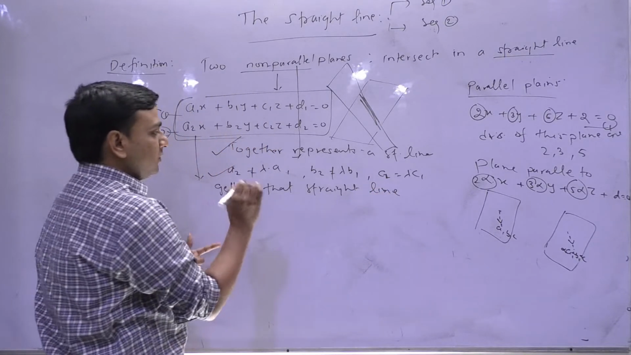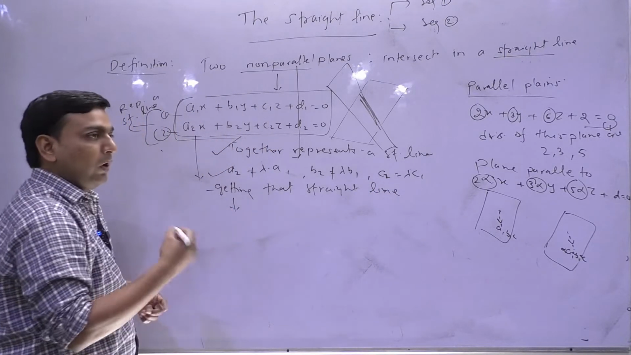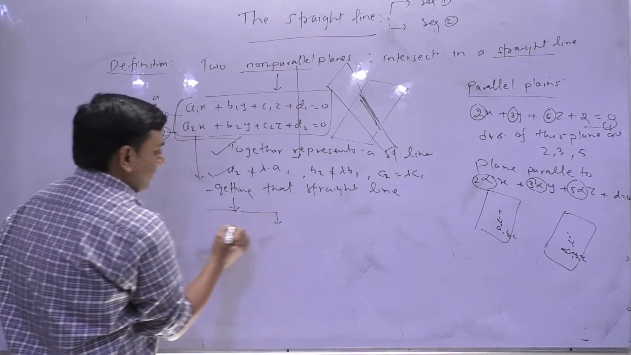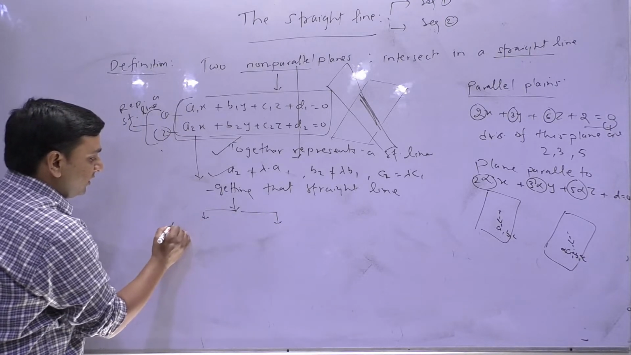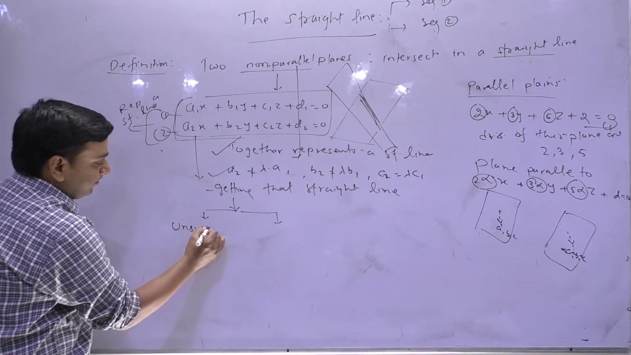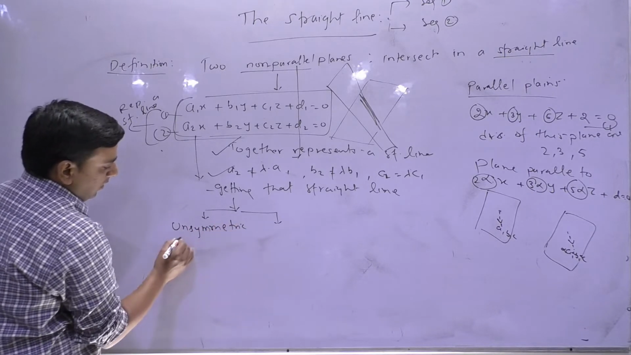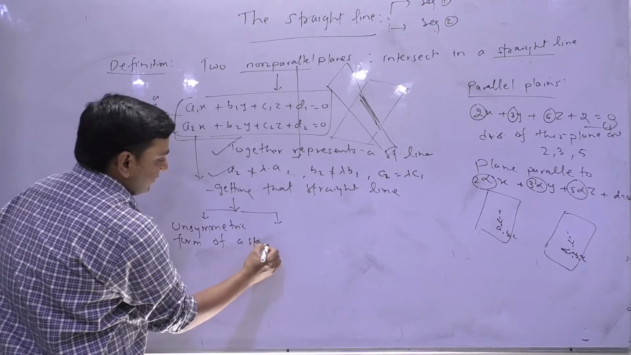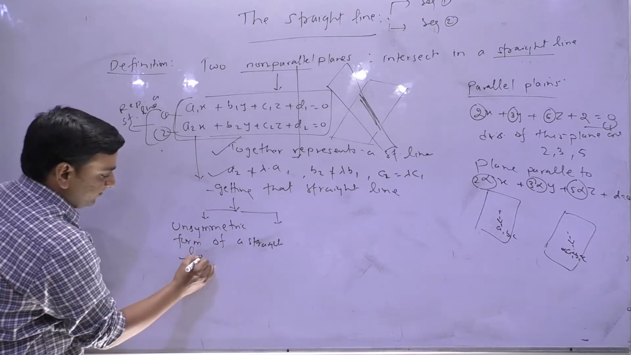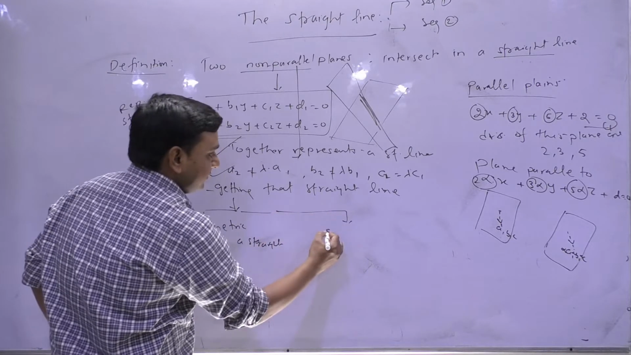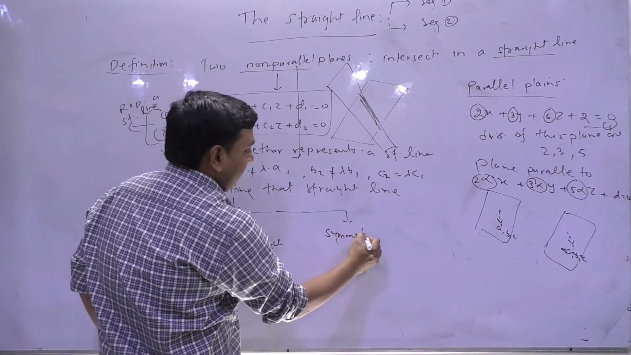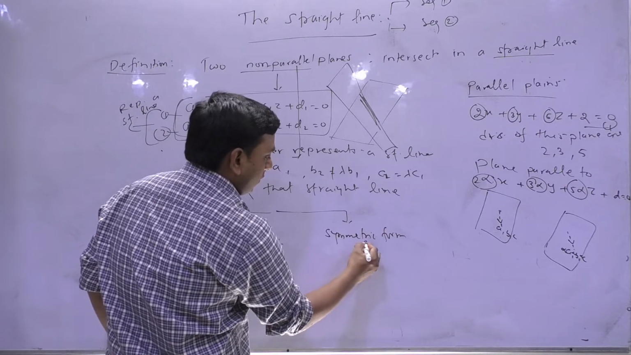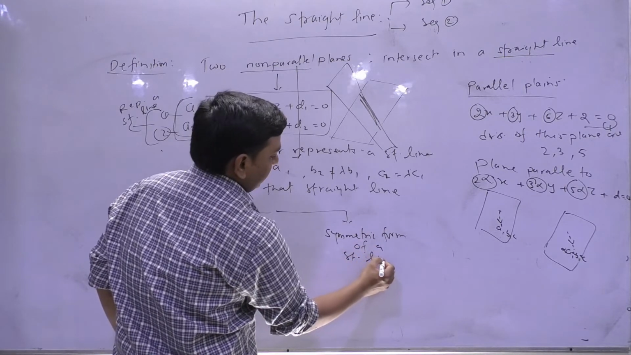From here we are bound to study two concepts. Number one is the unsymmetric form of a straight line, and the other is the symmetric form of a straight line.